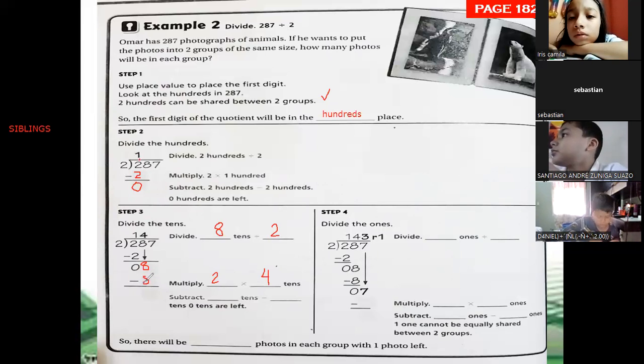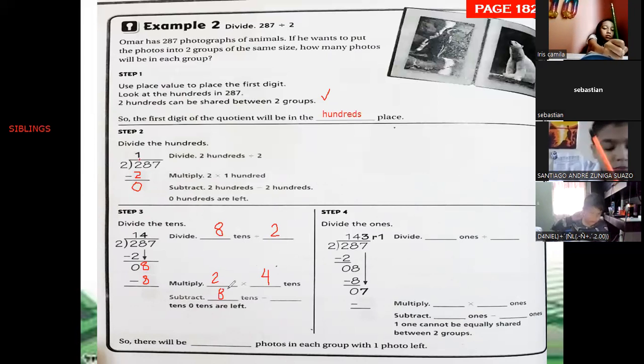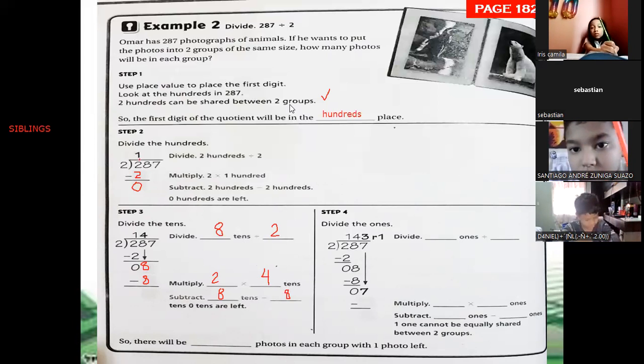Remember that you have to align the numbers. Align the numbers in lines, in the column. So we have to subtract 8 tens minus 8 tens. 0 tens are left. Our remainder so far is 0. Step 4, divide the ones. So we finally are going to work with the ones.